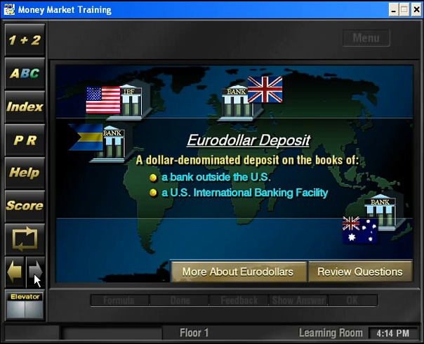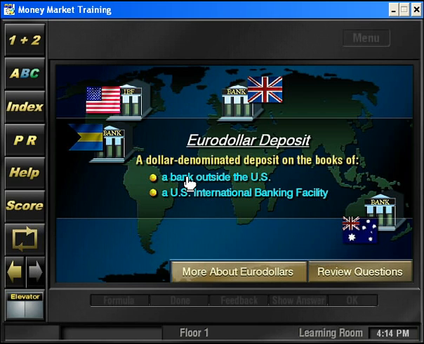One of the most important markets in the money market is the market for eurodollars. That is, the market for dollar-denominated deposits on the books of either a bank outside the U.S. or an international banking facility in the U.S. Investigate any of the terms you're not familiar with by clicking on them, then try the question.